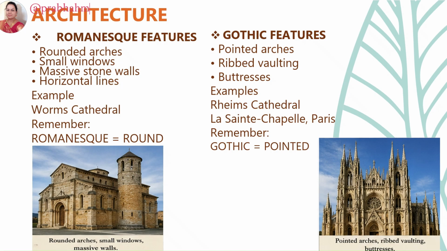Medieval architecture mainly developed in two important styles, Romanesque and Gothic. Romanesque buildings had rounded arches, small windows, massive stone walls and horizontal lines. Worms Cathedral is an example. Gothic architecture had pointed arches, ribbed vaulting and buttresses. Reims Cathedral and La Sainte-Chapelle in Paris are examples. The easiest way to remember is, Romanesque means round, while Gothic means pointed.